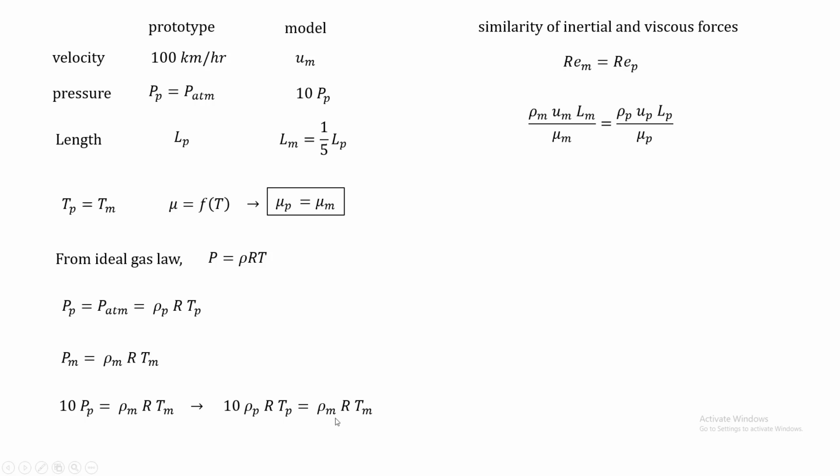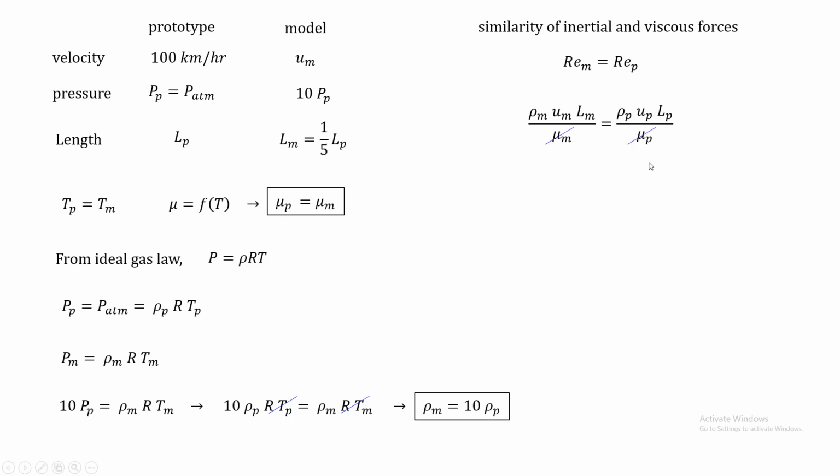We know that R is the same for both the conditions, and the temperature is also equal for both conditions. Then R Tp and R Tm will get cancelled, right? So we cancel that, and then we get a relation for density, which is rho m is equal to 10 times rho p. Okay, let's go and substitute these two relations in this Reynolds number similarity.